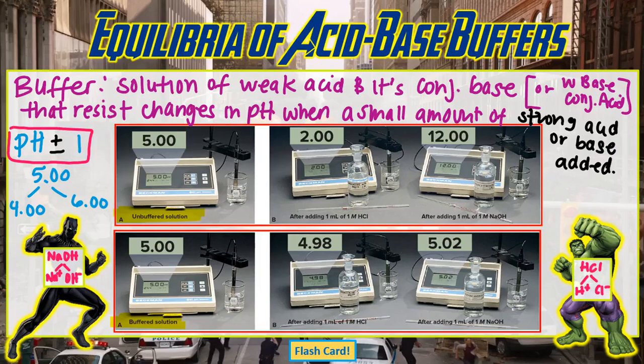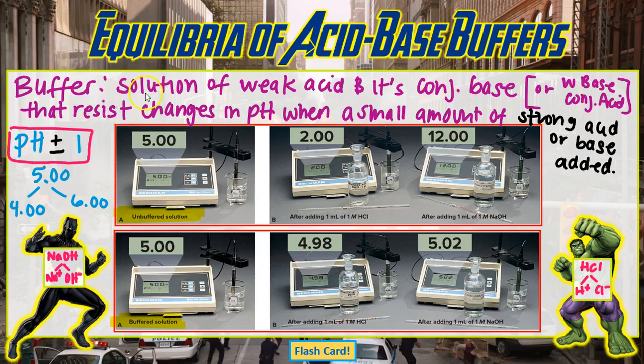A buffer is a solution that resists changes in pH when a small amount of either a strong acid, like HCl, or a strong base, like NaOH, is added. Also, an acid-base buffer usually consists of a conjugate acid-base pair, where both species are present in significant quantities in that solution. Because of those two things, I usually combine them to create one definition for a buffer.